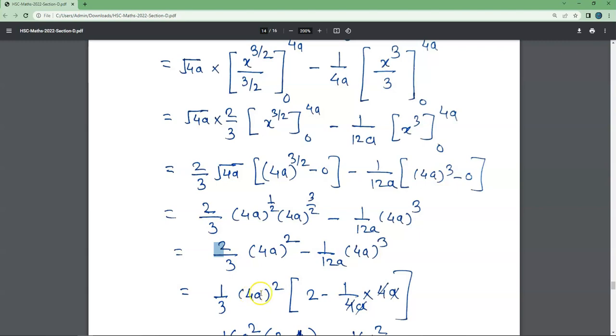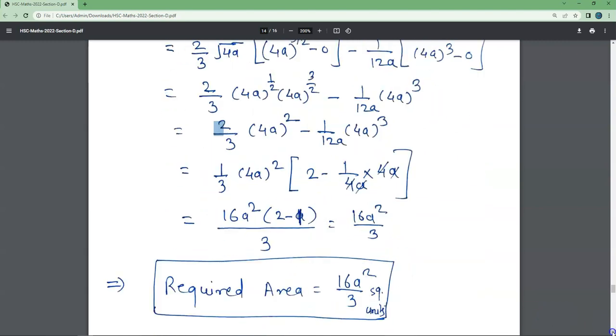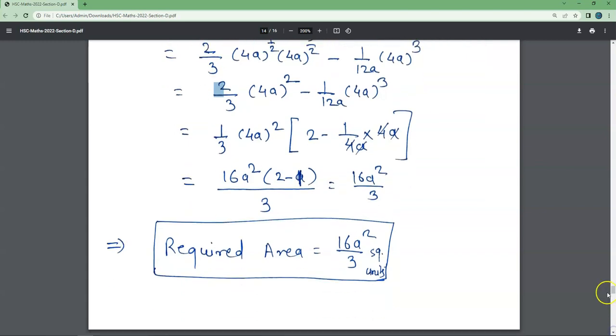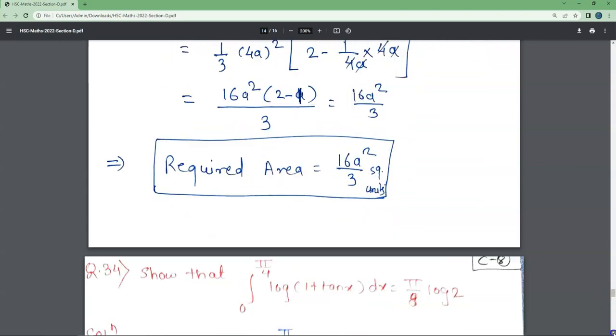म्हणजे 4 चा square 16, a चा square a square. सो 16a square upon 3. आन्सर काय आलं, 16a square upon 3 square units. का, आपण area काढतो. Area आपण नेहमी कशात मोजतो, square units मध्ये, राईट. सो that's the answer. Easy.